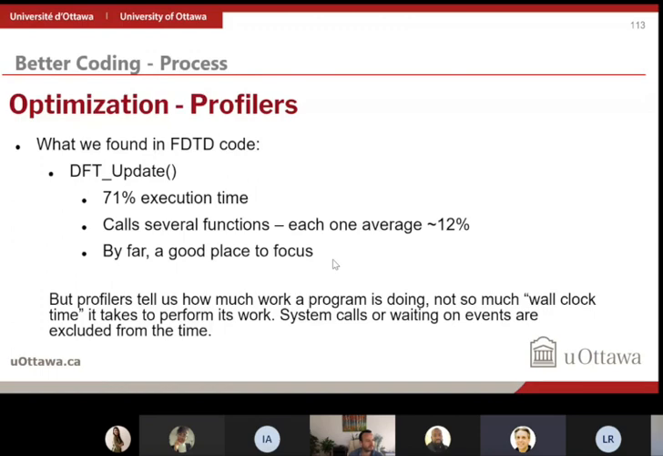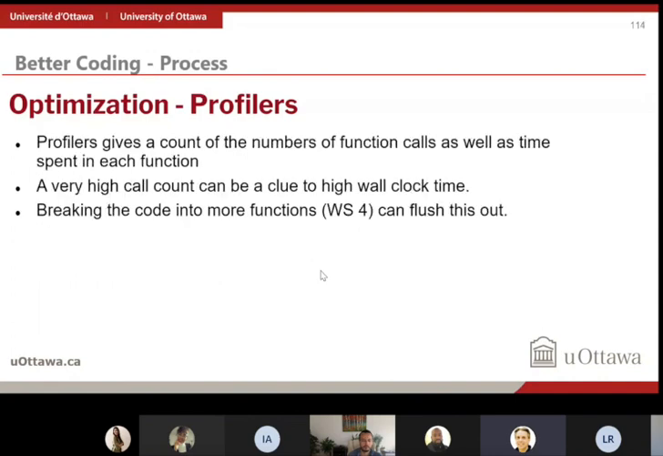But the problem with profilers is that they don't tell you everything about wall clock time. In other words, if there's a system call or the program is waiting on a system event, like an operating system event, the profiler may not take that time into consideration. So profilers are not the ultimate tool, but they give you a good idea. And one way to use profilers and get better data is to look at the frequency that a function is being called.